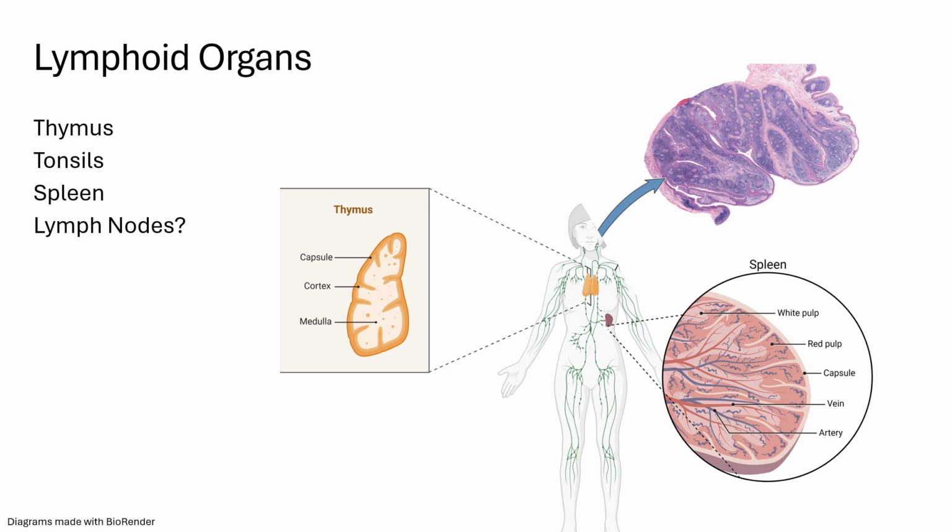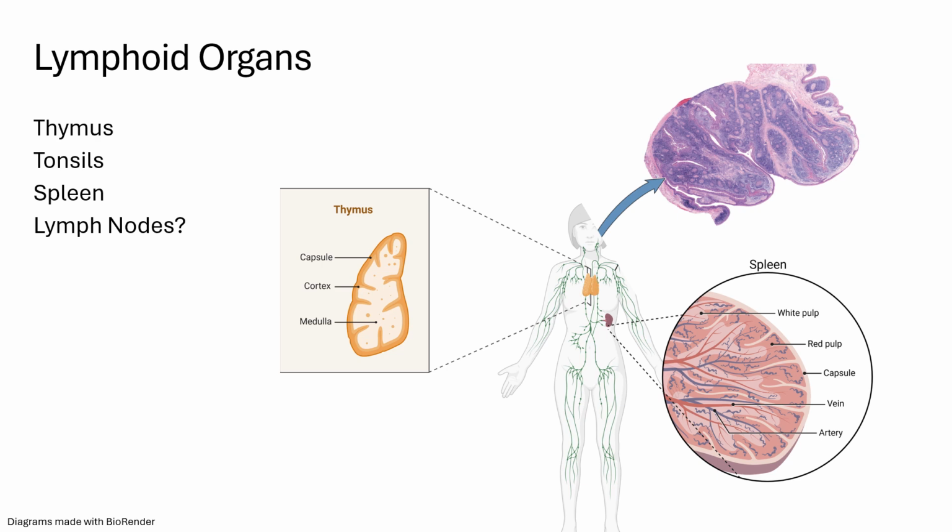I have lymph nodes here with a question mark because technically lymph nodes fit the definition of a lymphoid organ, being an encapsulated organ of follicles and germinal centers. But some people don't consider lymph nodes to be full organs. They consider them to just be lymphatic tissue. Actually, there are many people who don't consider anything to be a lymphoid organ except the spleen.